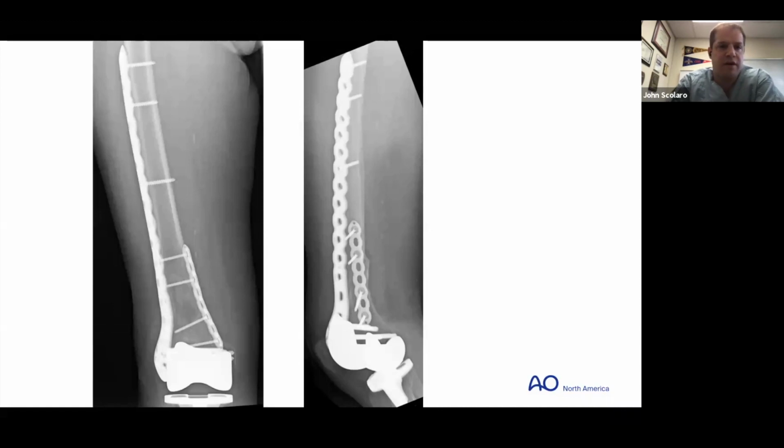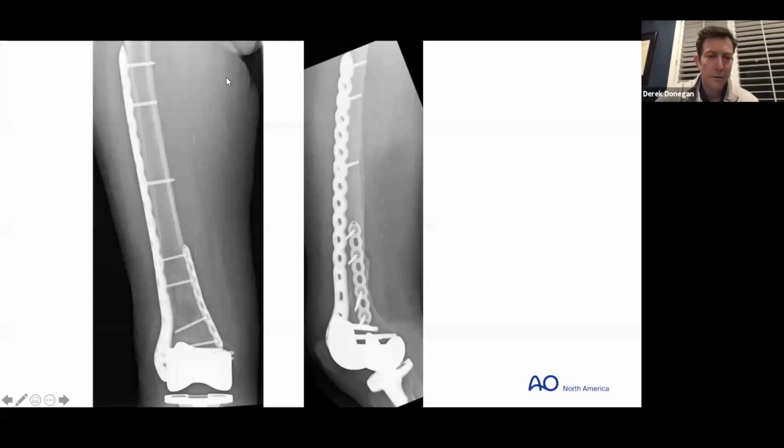Especially if you don't have a cortical read or a good opportunity to judge alignment. Yeah, I think that's a critical point, John. I think, when dealing with periprosthetic fractures, there's something a little bit different about it, and it depends a lot about how that knee was put in.